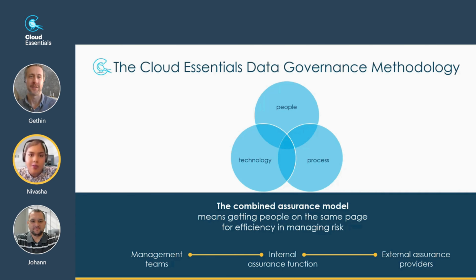Our methodology is based on two very sound principles. Firstly, ensuring that any control implemented speaks to people, process, and technology. And the second of which is ensuring that you take a combined assurance approach towards managing your data governance. So what this means is ensuring that you have your various stakeholders, whether it's your IT stakeholders, business risk, and governance stakeholders, all working together in order to effectively manage your risk.